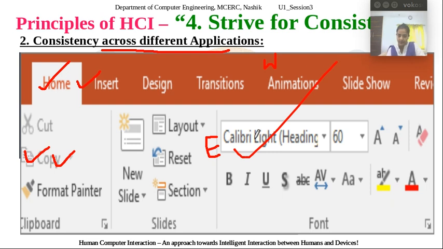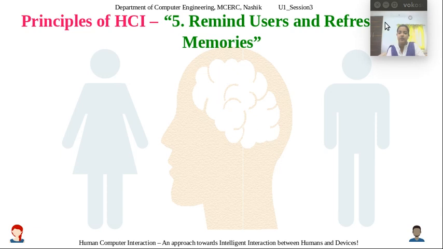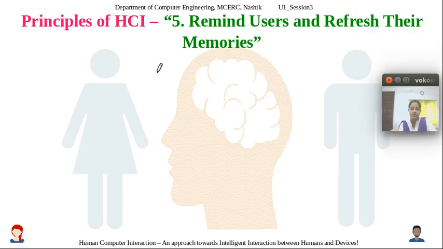Are you getting me? So the MS Microsoft applications are the biggest examples of consistency across two different applications. Okay, so this is what is related to the fourth principle, that is, strive for consistency. Here we have taken two examples: consistency within an application, that is Subway Surfer, and consistency across different applications, that is the Microsoft Word examples.